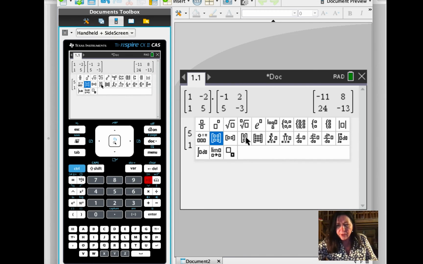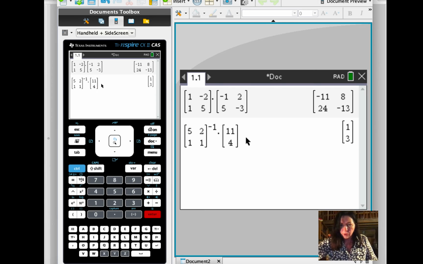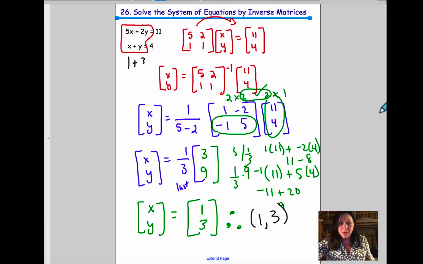But I remember that I only have that option. Do I have a 2? Oh yeah, I do. It's right there. Okay, so a 2 by 1 is 11, and then go down, and then I think it's 4. Go over, enter, 1, 3. Don't you love calculators? Okay. All right. So happy campers we are.